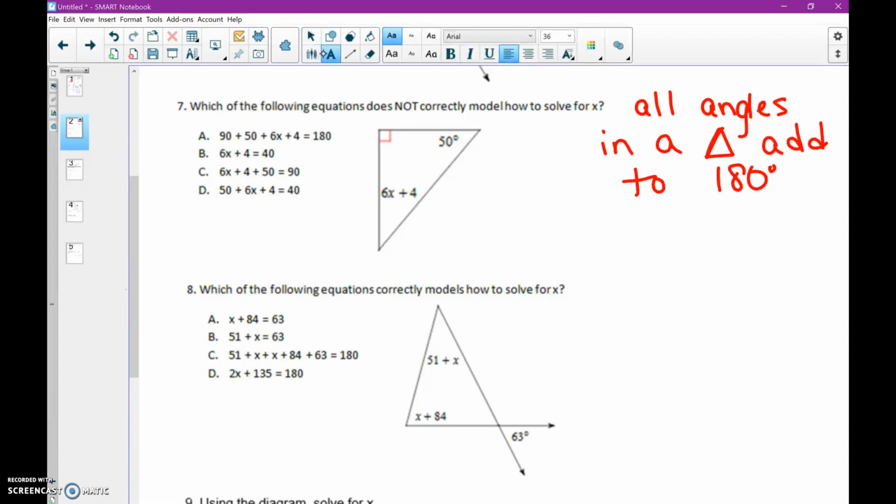I'm not going to lie, this one's probably the toughest of the three just because of how it's worded. Make sure to pay attention to that. Which of the following equations does not correctly model how to solve for x?